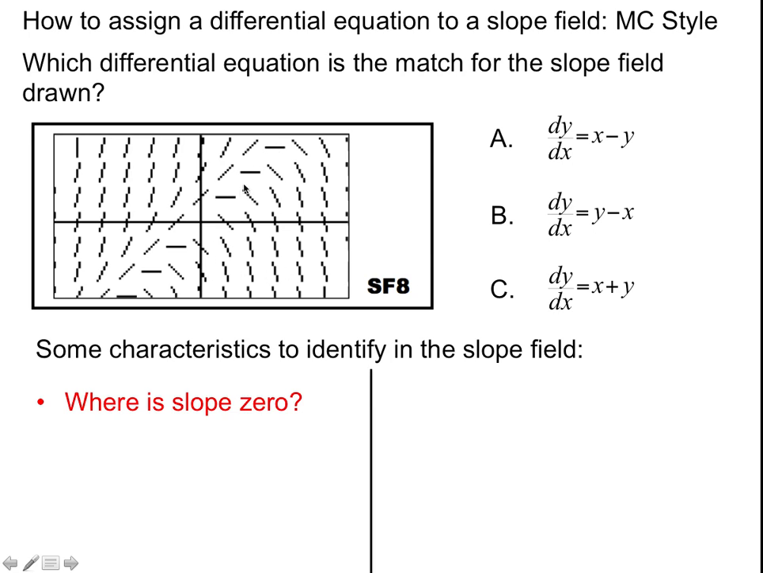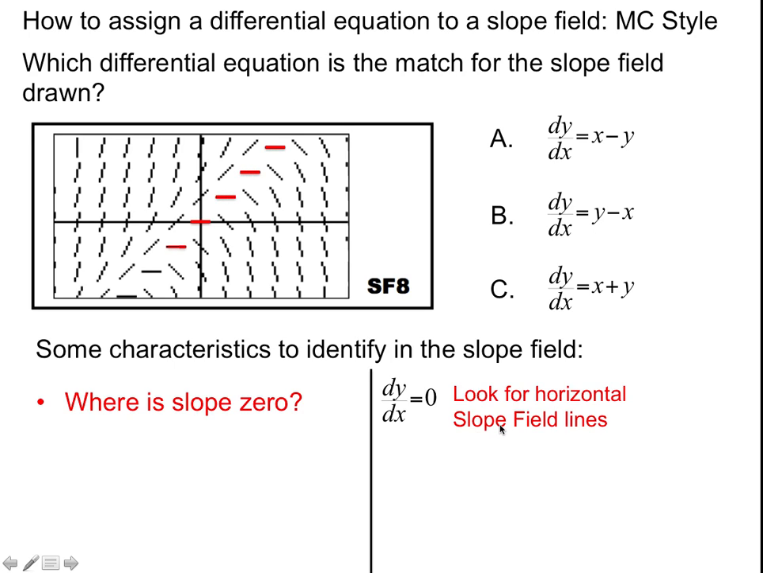If we look at that, we can think of this location relative to the origin as over 1, up 1. So at (1, 1), we have a slope of 0. So the question is, if I put 1 here and 1 here, do I get 0? And I do get 0 for A and B. So we're looking at setting that derivative equal to 0.